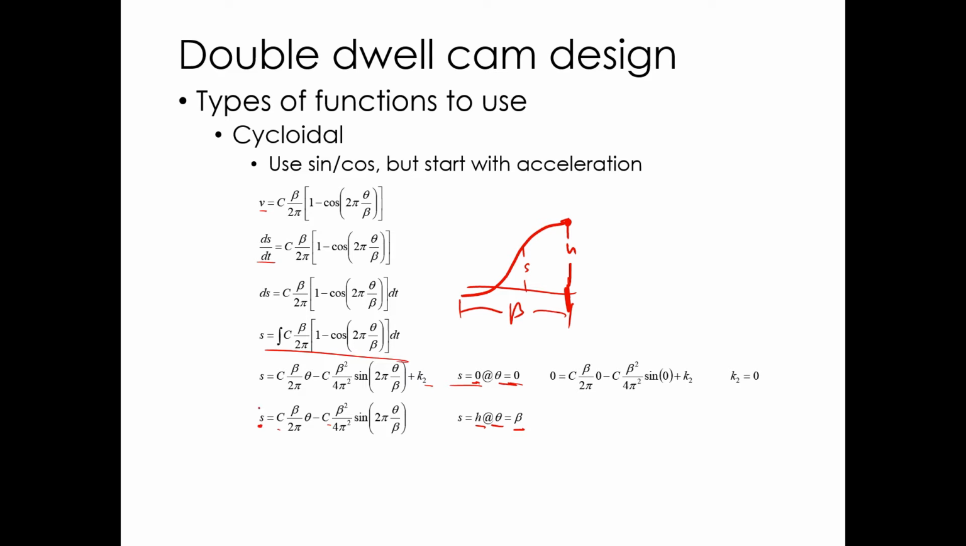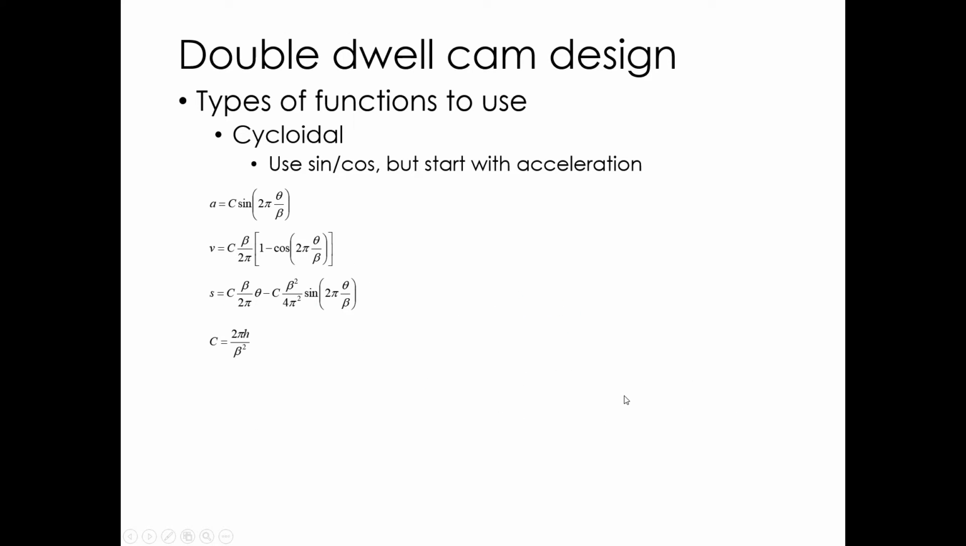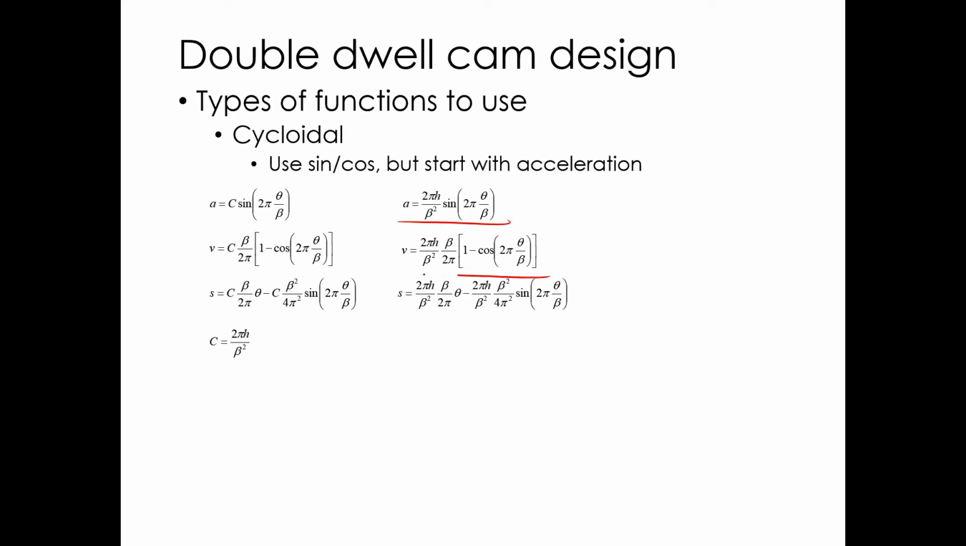So plug h in here and then plug beta in for theta. Note that I get 1 here, so I get sine of 2 pi. So I lose this whole term here, and I get c equal to 2 pi h over beta squared. So go and plug that back into all three of those equations, and I get equations for acceleration, velocity, and position. I need jerk. I need to take the derivative of this equation with respect to time to get jerk.